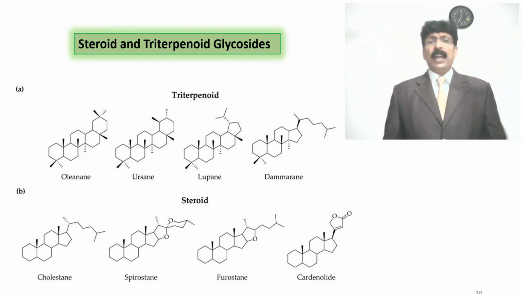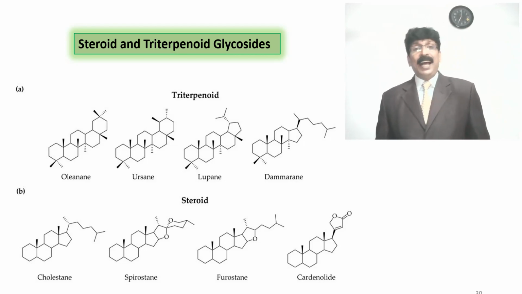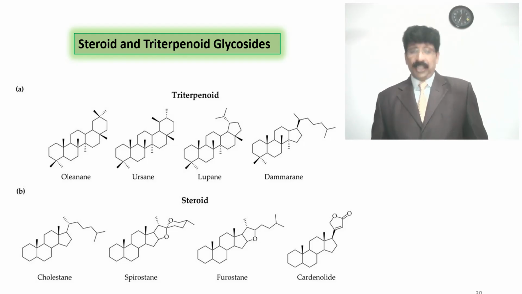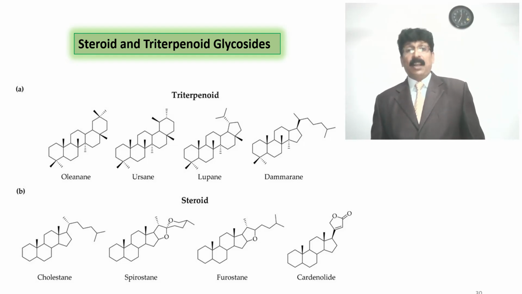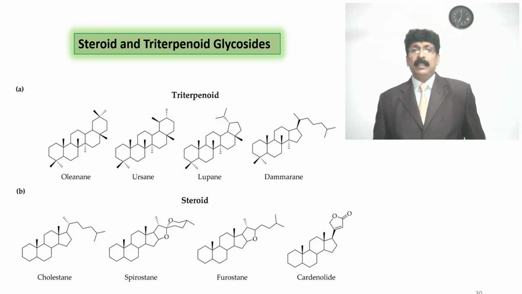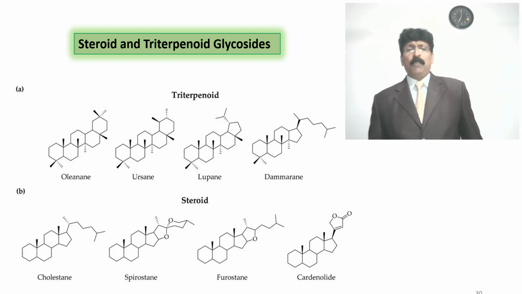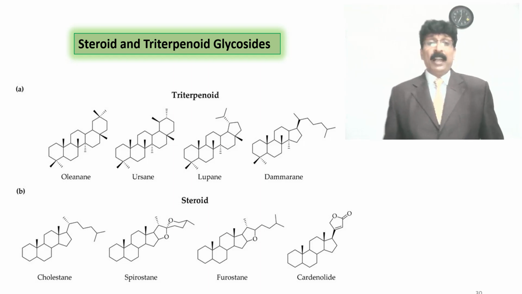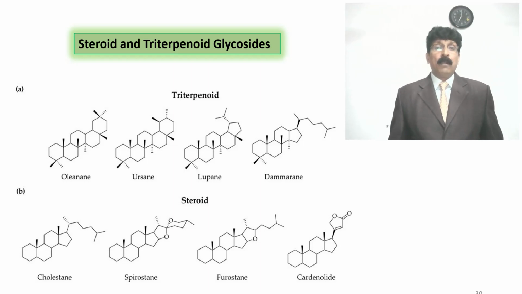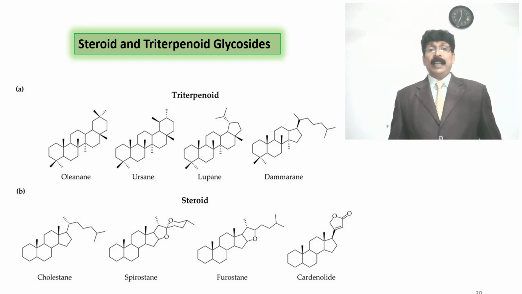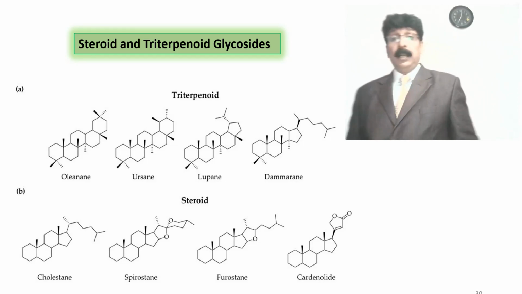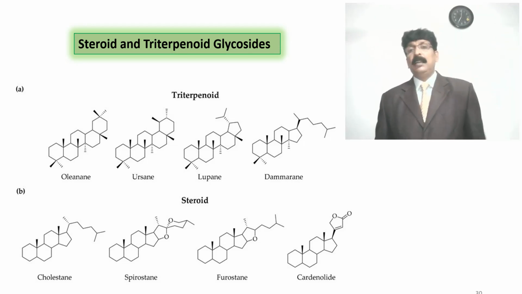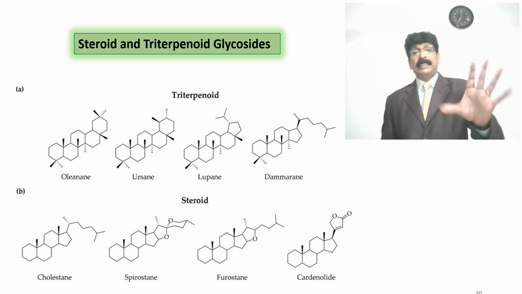Now we are coming to the next one, steroid and terpenoid glycosides. Tests for steroids, they may always ask. In phytochemical investigation, steroids are present in most of the plant sources, so you need to know the chemical tests. Triterpenoids include examples like oleanane, ursane, lupane and dammarane. There are many specific tests for monoterpenes, diterpenes and so on, but this is the common terpenoid test.